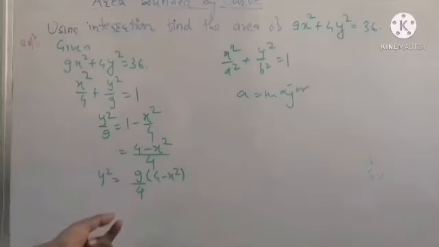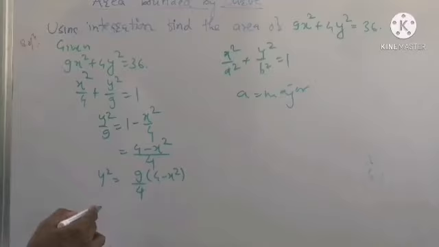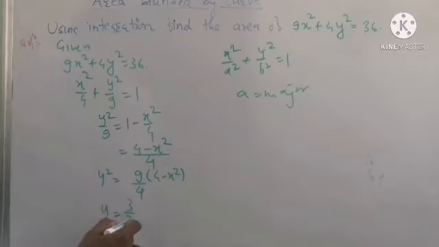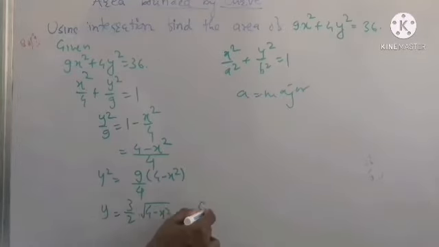Now there are two terms: first is 9 by 4, and second is the bracket, which is a subtraction. Taking the root on both sides, we get y on the left hand side, and on the right hand side, as there is a product, we can separately take the square root. The root of the first term, 9 by 4, is 3 by 2. In the second term there are two terms in subtraction, so we can't take separate square roots; we take the root of the subtraction. Therefore we get the root of 4 minus x².